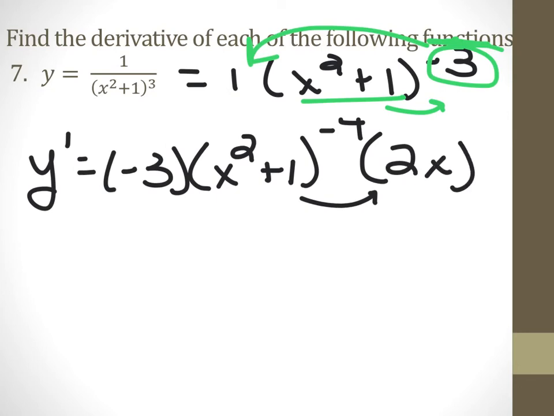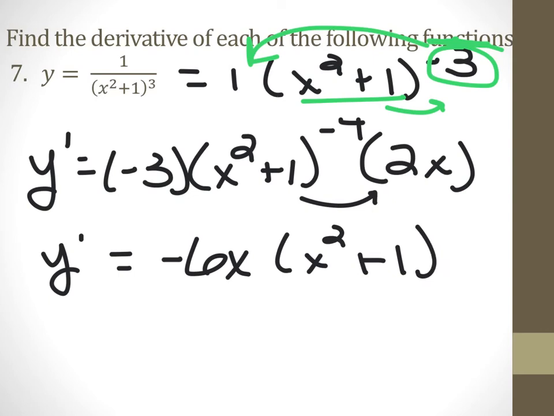And you're done. Now what a lot of people will do is go ahead and multiply this negative 3 and this 2x, because it's a really simple step, to give you negative 6x, x squared plus 1 raised to the negative 4. And then you can substitute in a value for x. You could write this in the denominator, so negative 6x over this to the 4th to make that positive, and then you could find out where it's undefined or where you get 0.